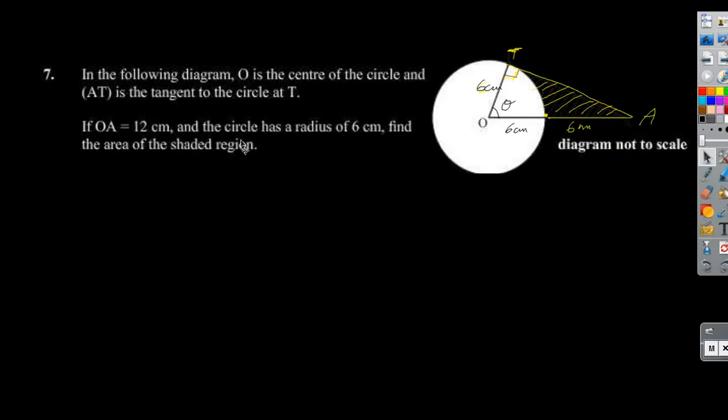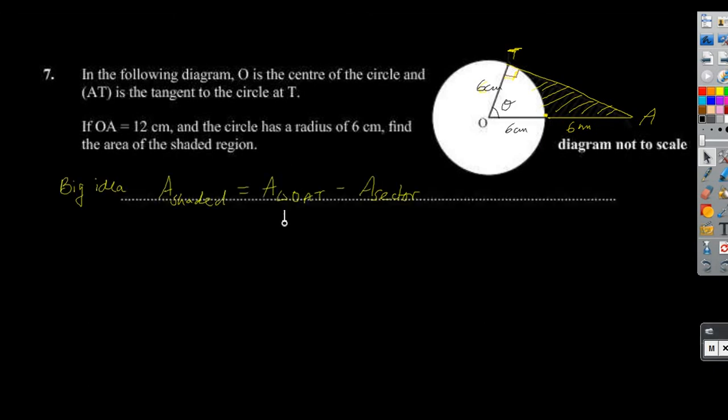And on to question 7. In questions like this, communication is really crucial. You want to be telling a story. Tell a good story by giving all the elements and start with the most important bits first. So in this case, if I'm looking for the area of the shaded part, I'm going to say that the area that is shaded is the area of the large triangle OAT minus the area of the sector here.